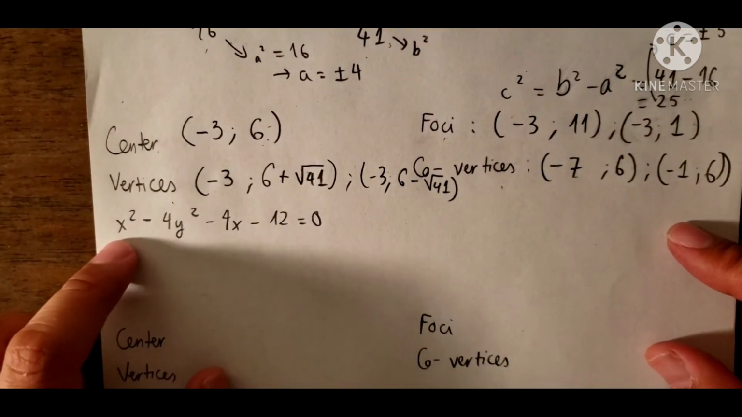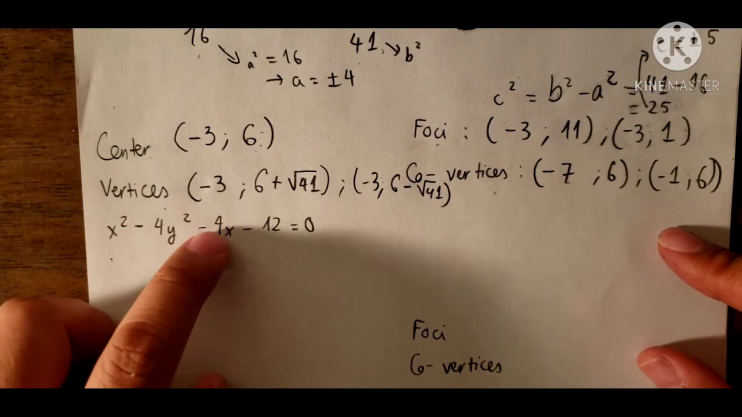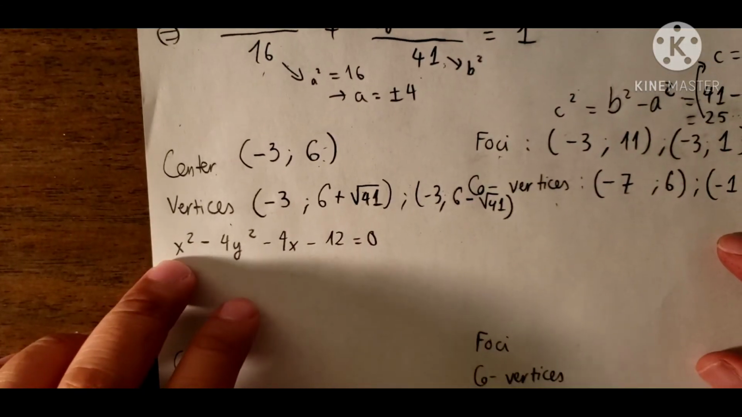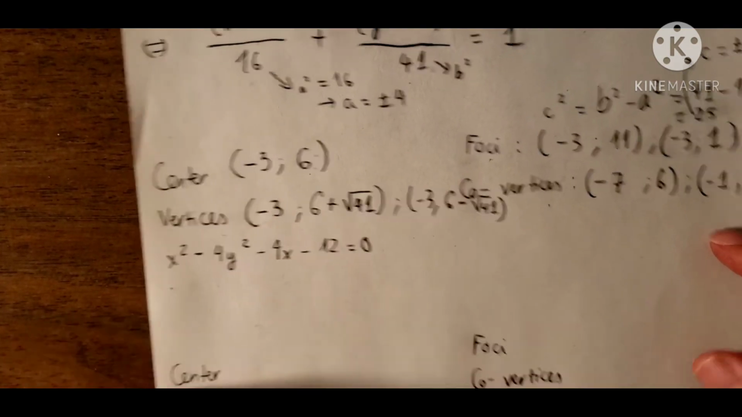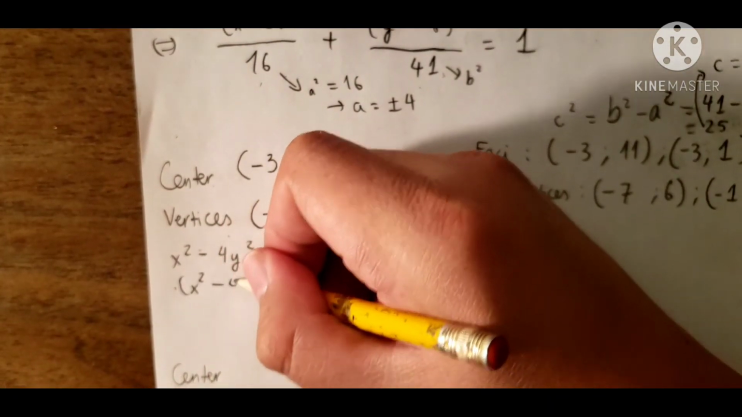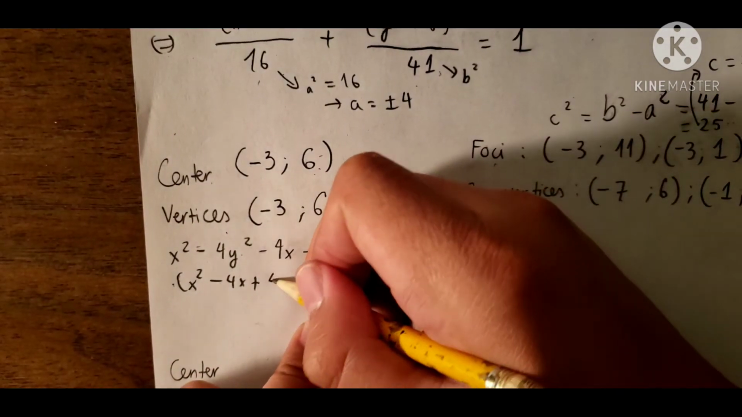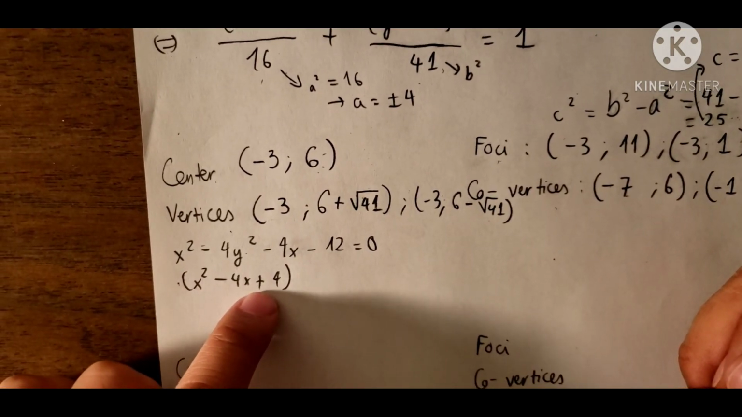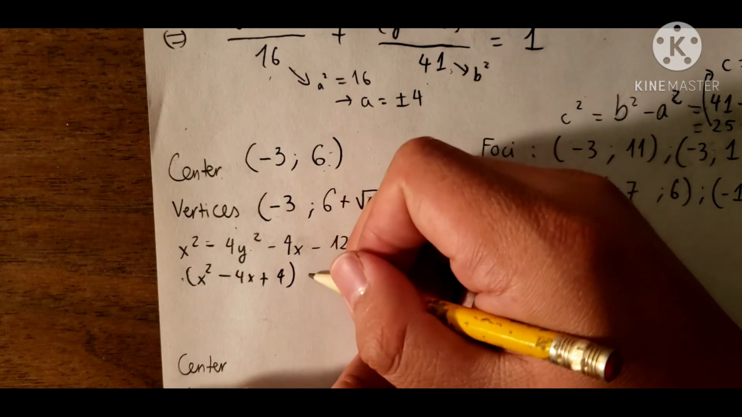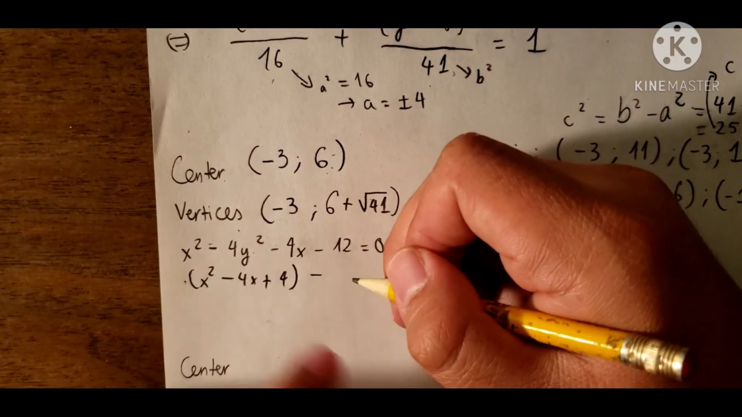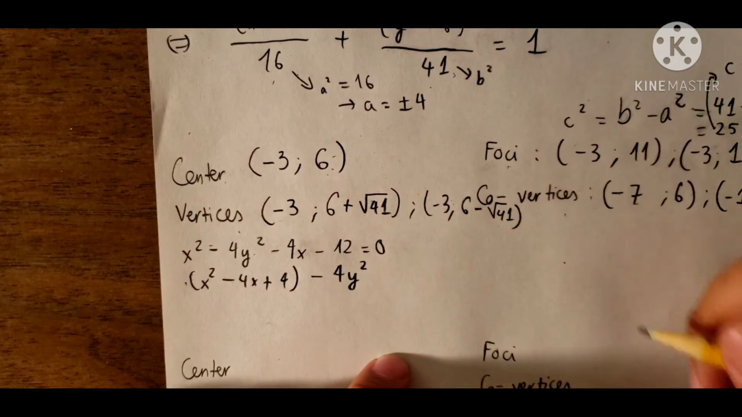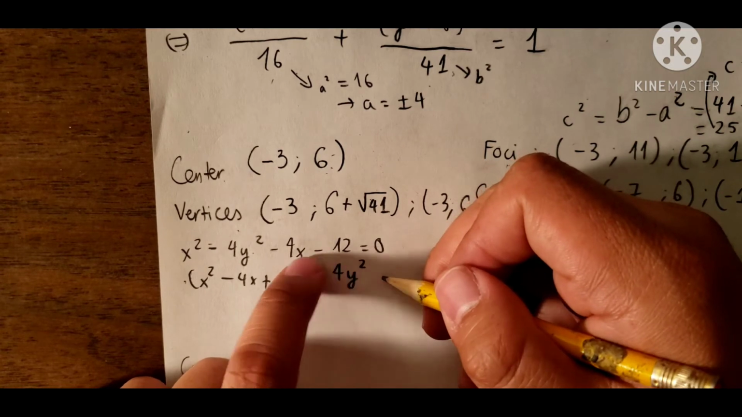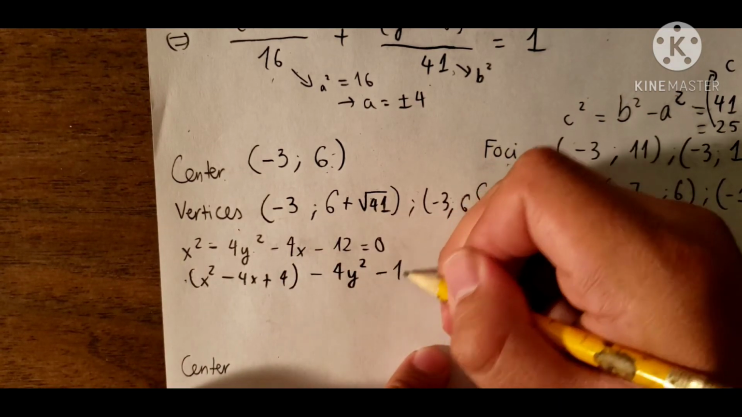The next one we have x power 2 minus 4y power 2 minus 4x minus 12 equal to 0. So in here we have x power 2 and minus 4x. So this one we put number 4 because we have a power 2 minus 2ab plus b power 2. We have the minus 4y power 2 in here. And because we plus 4, we need to minus 4. So this is minus 4 with minus 12 is minus 16.